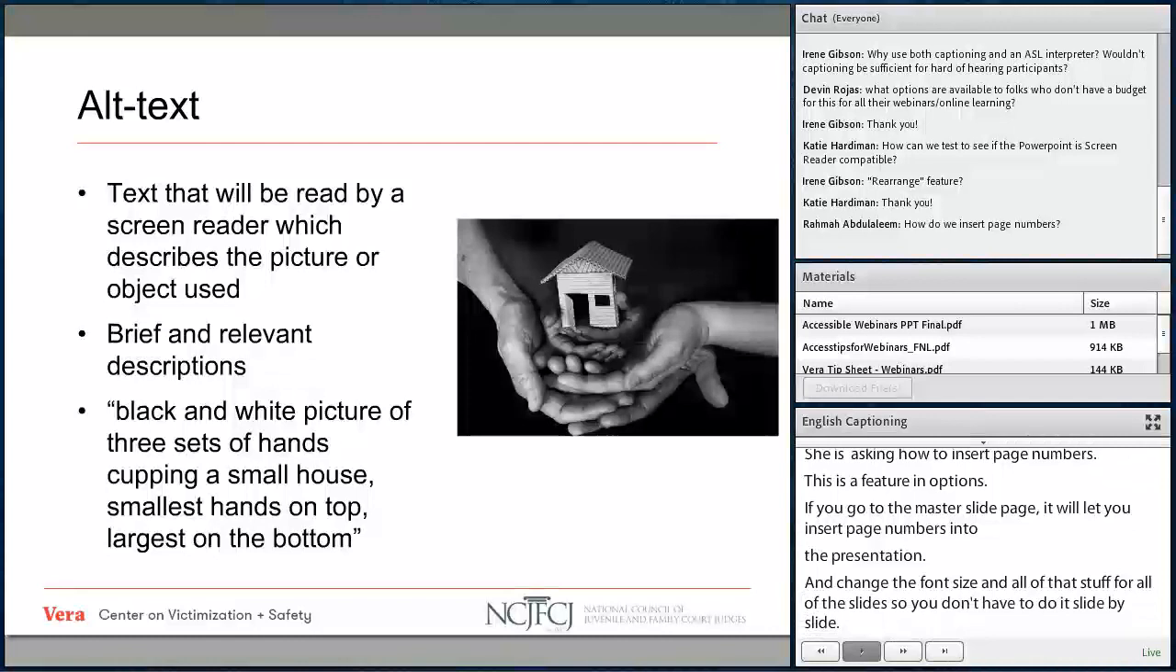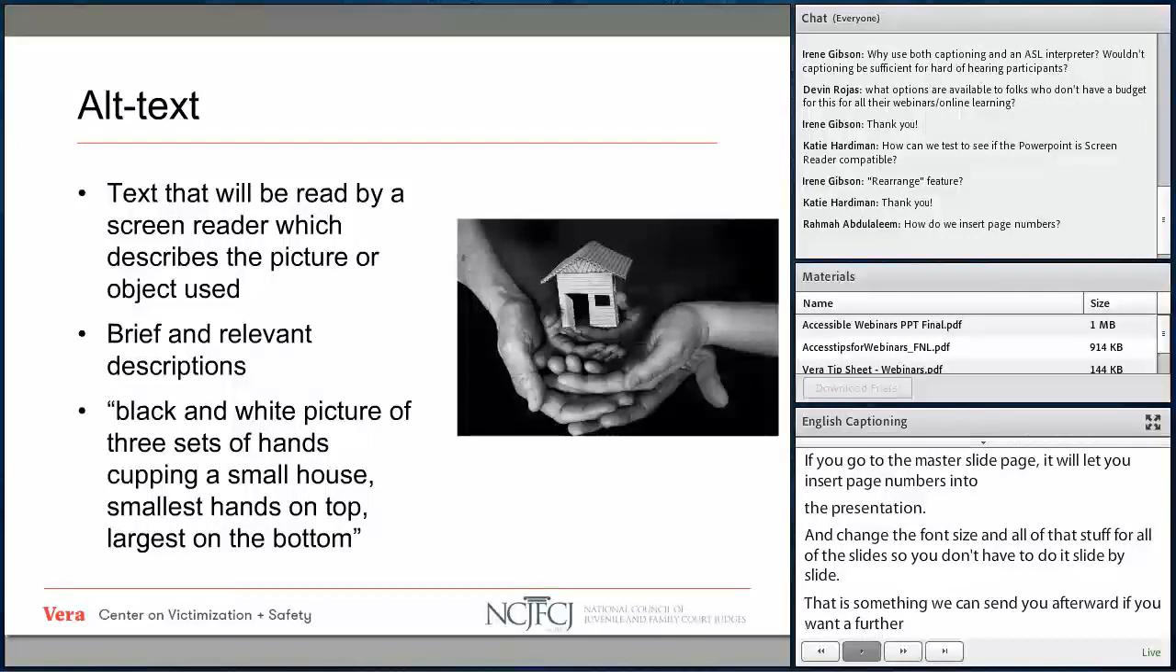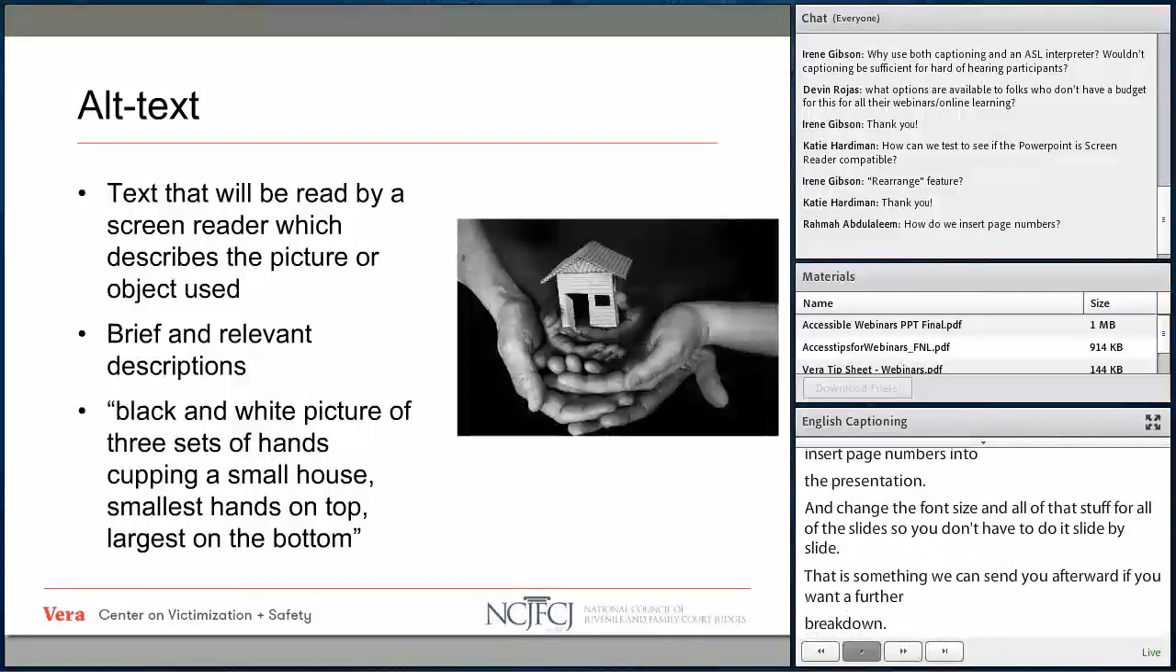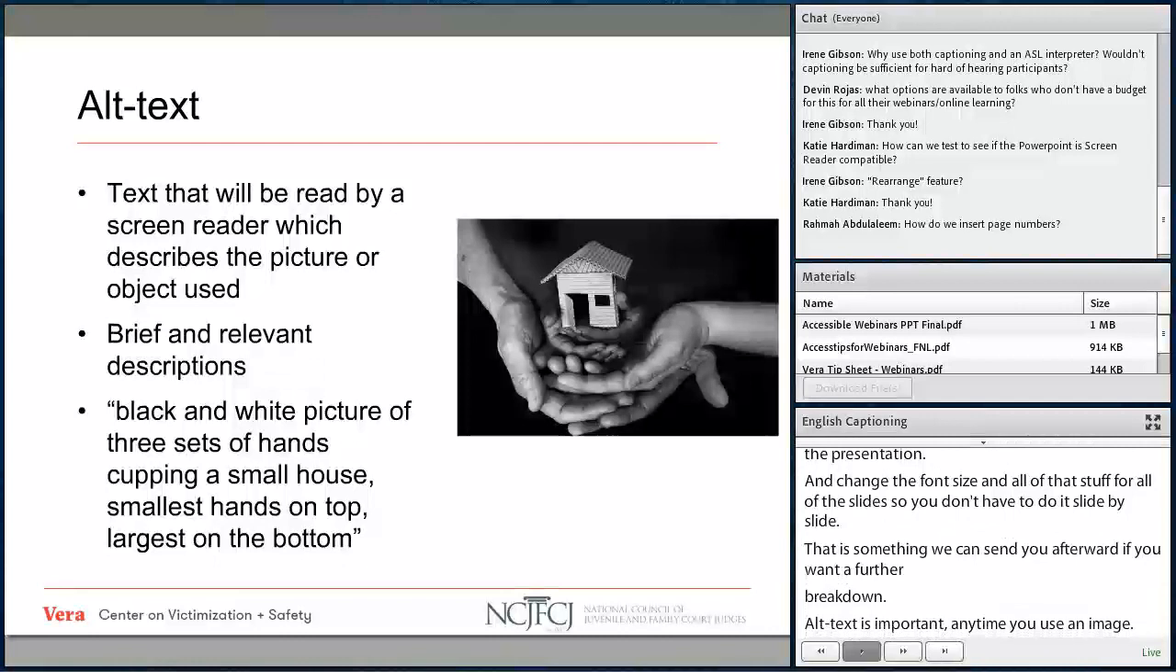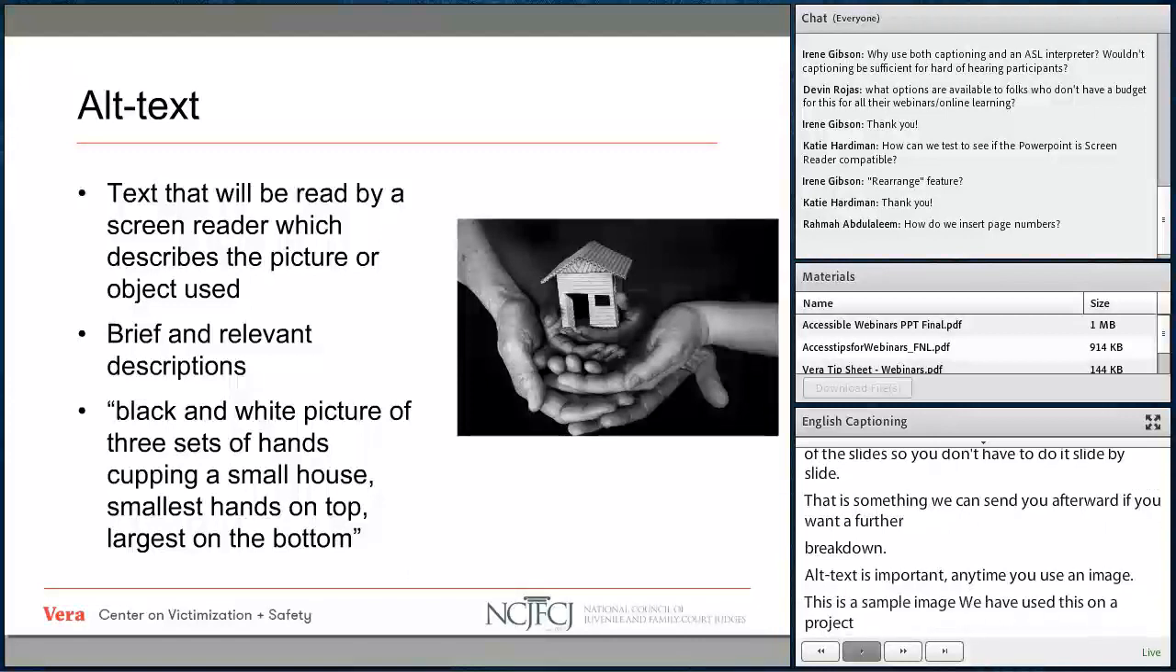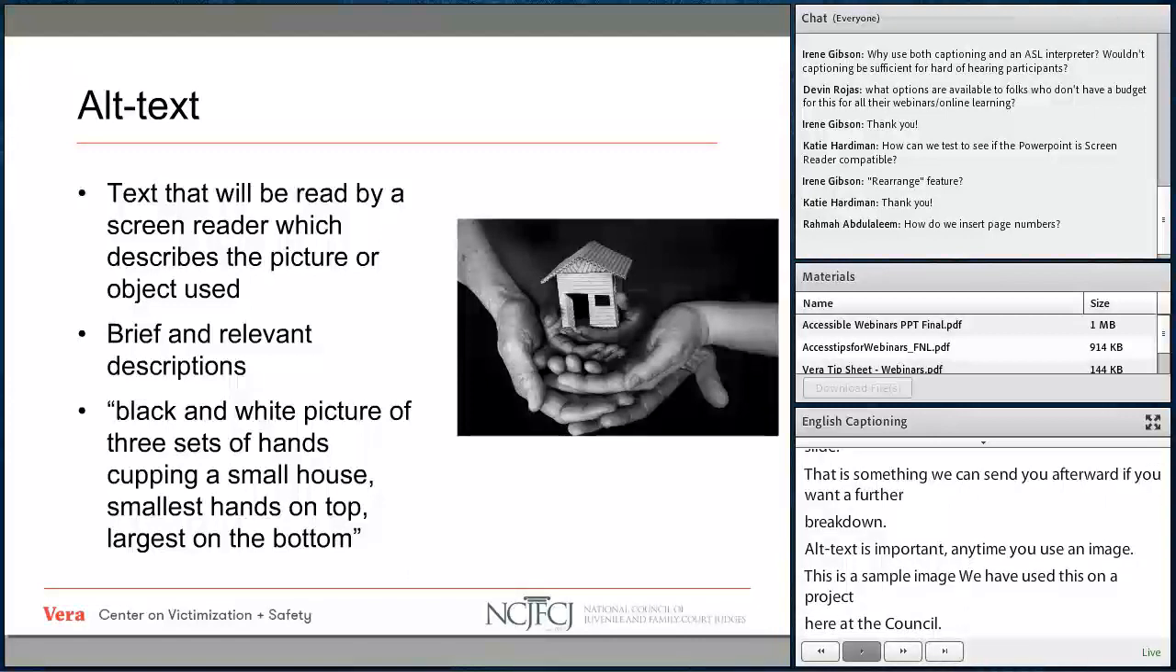So alt text. Alt text is very, very important anytime you use an image. So this is just one of our sample images that we've used on a project here at the council. And for this picture, you need to type in exactly what it is, and that's what a screen reader will read to the participant if that's how they're watching. So they need to be brief and they need to be relevant.